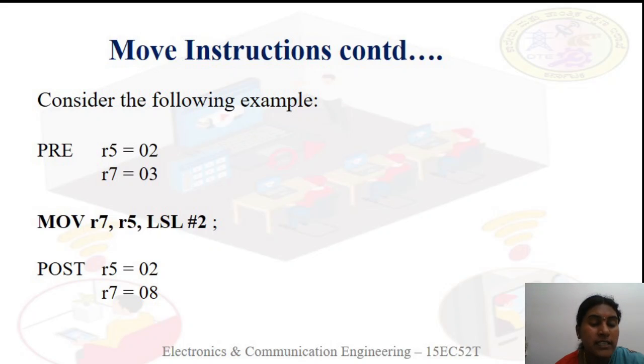So here R5 is nothing but 02. It means 00000010. After the logical shift left by 2 times, you will get 00001000. It means 08. Okay. That 08 is the content that is moved to register R7. So see here, R5 is 2 only. It won't change. It is the same as before, but the content of register R7 is changed. Now it became 08.